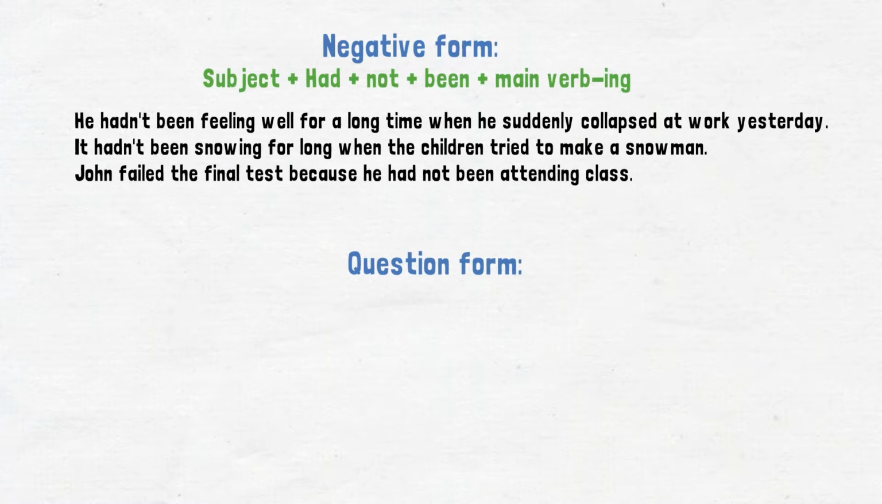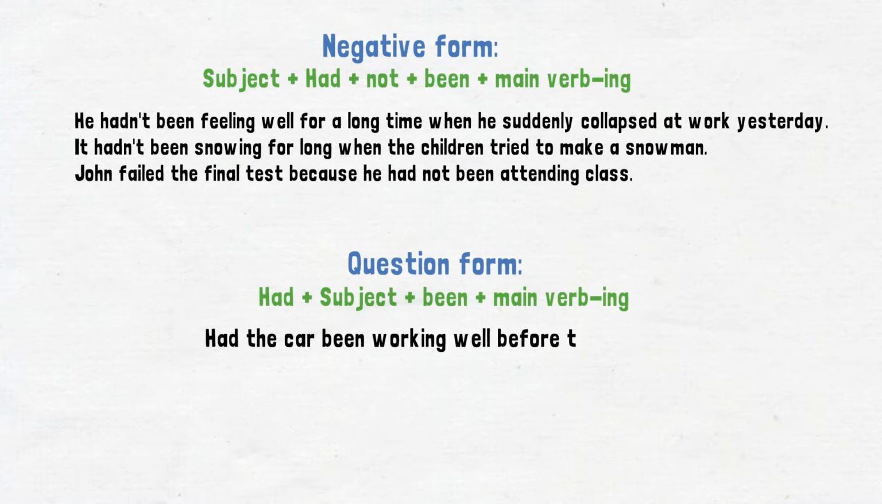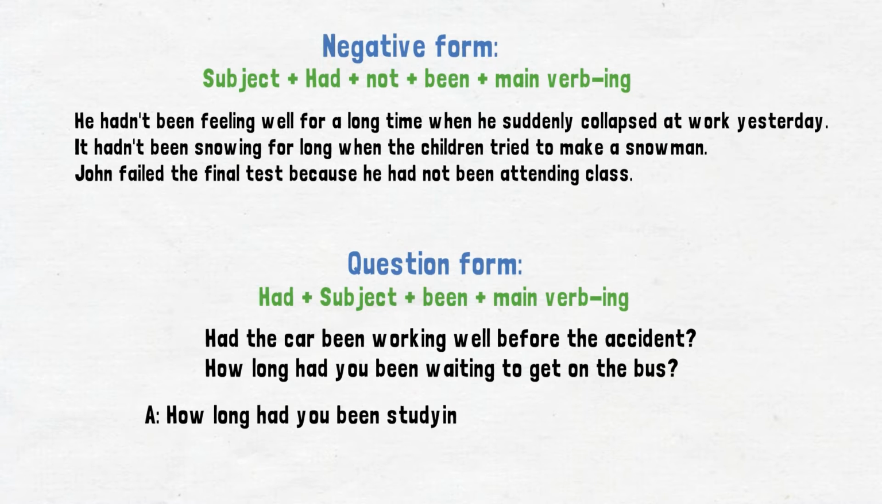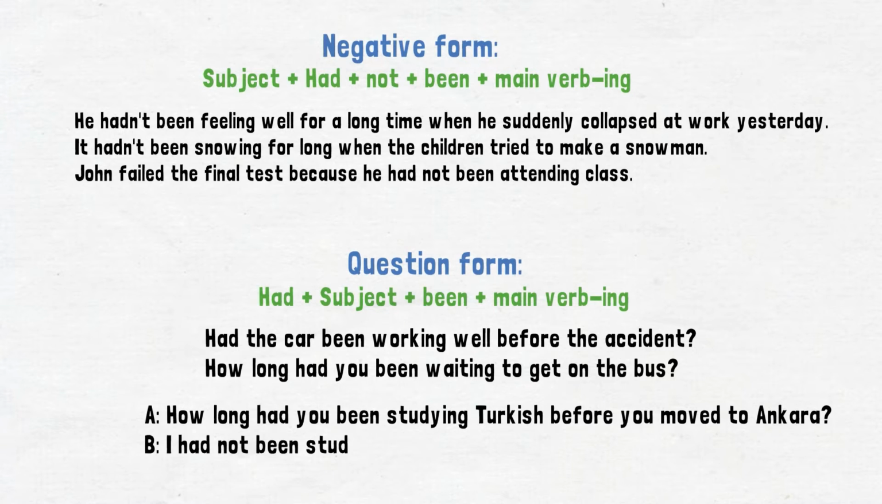For question sentences, we exchange the subject and the first auxiliary verb. For example, had the car been working well before the accident? How long had you been waiting to get on the bus? How long had you been studying Turkish before you moved to Ankara? I had not been studying Turkish very long.